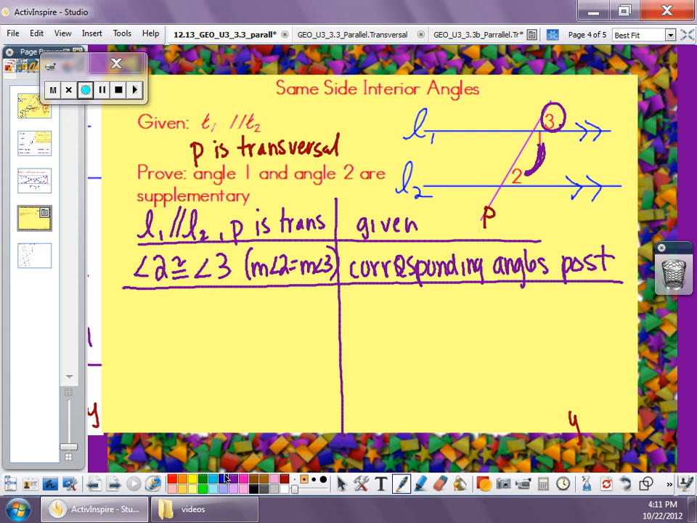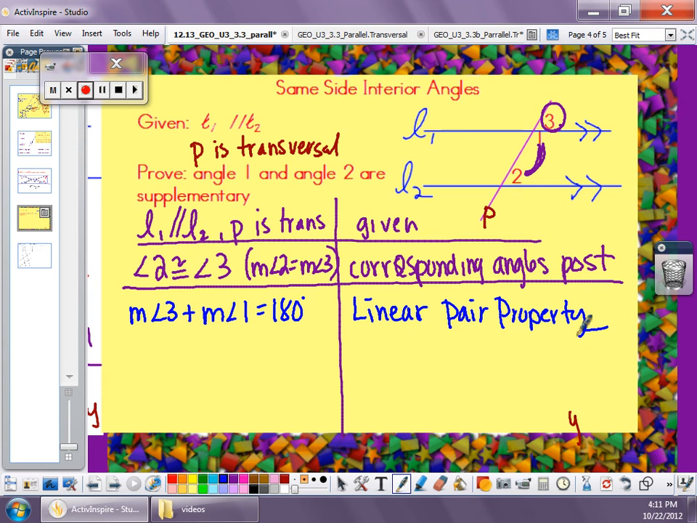Now, what's my connection between 1 and 3? Well, the measure of angle 3 plus the measure of angle 1 equals 180 degrees. And why? Because together they form a straight line. So we call that linear pair property. All right, so now I have a connection. Seems like angle 3 shows up in both of these, correct?